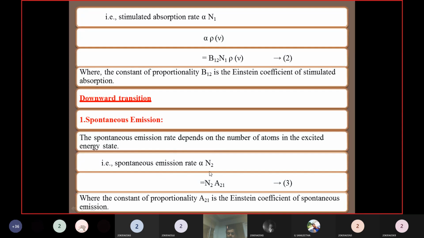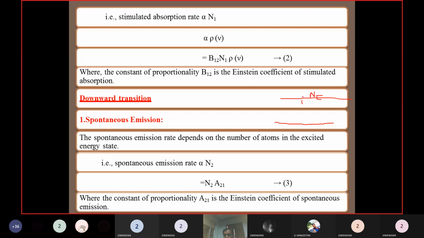The rate of spontaneous emission depends only on the number of electrons in the excited state. It does not depend on the radiation. See here, this is the E2 level and this is the E1 level. How many atoms will be present? Because spontaneous emission is emitted automatically, the number of electrons here is N2.